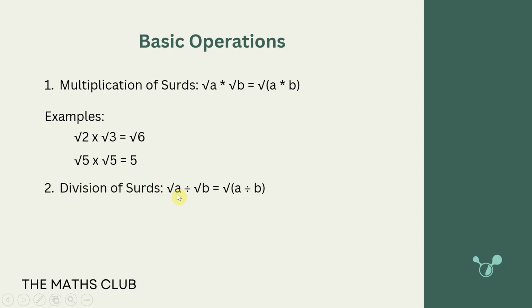If you have square root of a divided by square root of b, you could just group the two of them and say a big square root of a divided by b. Let's see some examples. Look at this example. We have square root of 35 divided by square root of 5. Let's solve this one together.